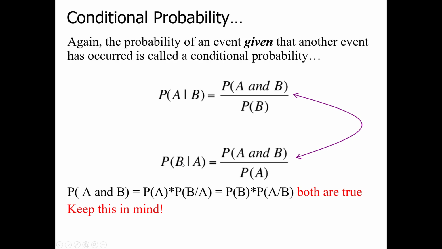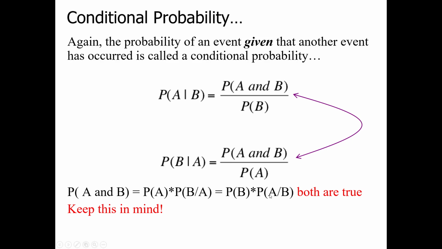The probability of A and B will be the same whether you write it as B and A or A and B, because A intersection B and B intersection A are the same. But this is different from the conditional probability, because in one case B is given to us, while in the other case A is given to us. So probability of A and B is equal to probability of A into probability of B given A, which is equal to probability of B into probability of A given B. Both are true, keep this in mind.